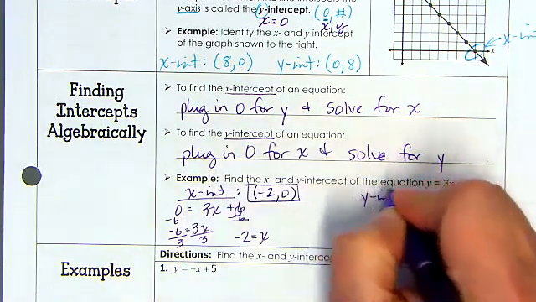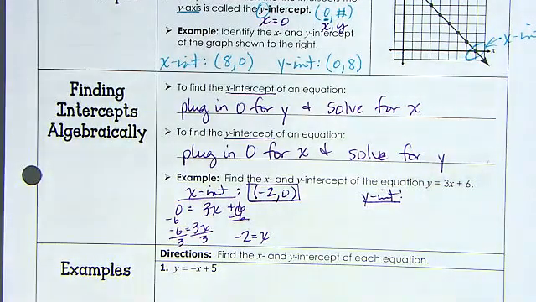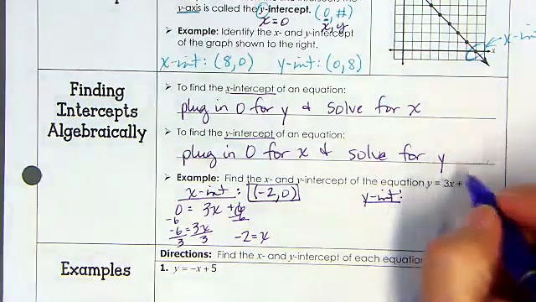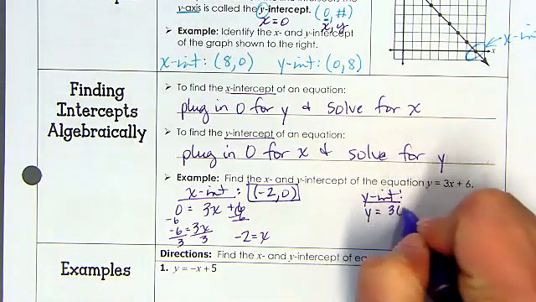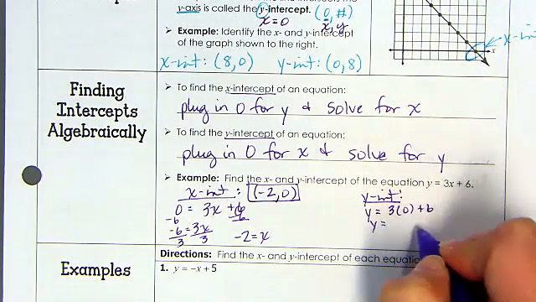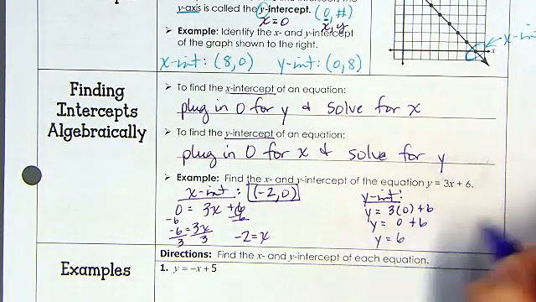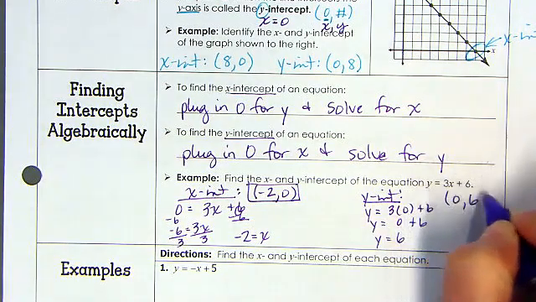For the y-intercept, and yes, we know when it's in this equation to automatically pull it out, we have to show mathematically how this works. So we're going to plug in 0 for x. So I'm going to have y equals 3 times 0 plus 6, and we end up with y equals 0 plus 6, which is y equals 6. So therefore, my y-intercept is (0, 6).